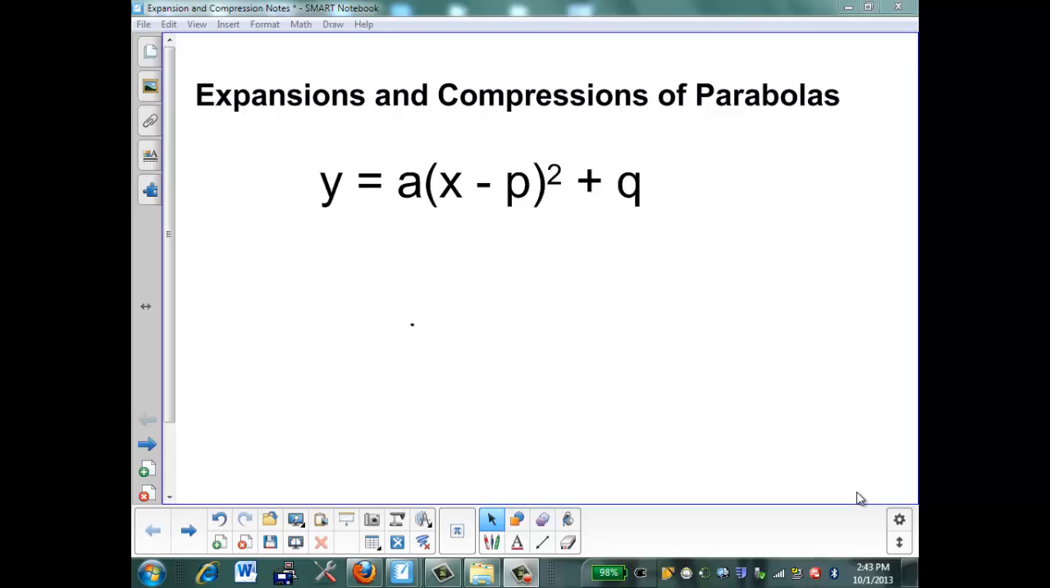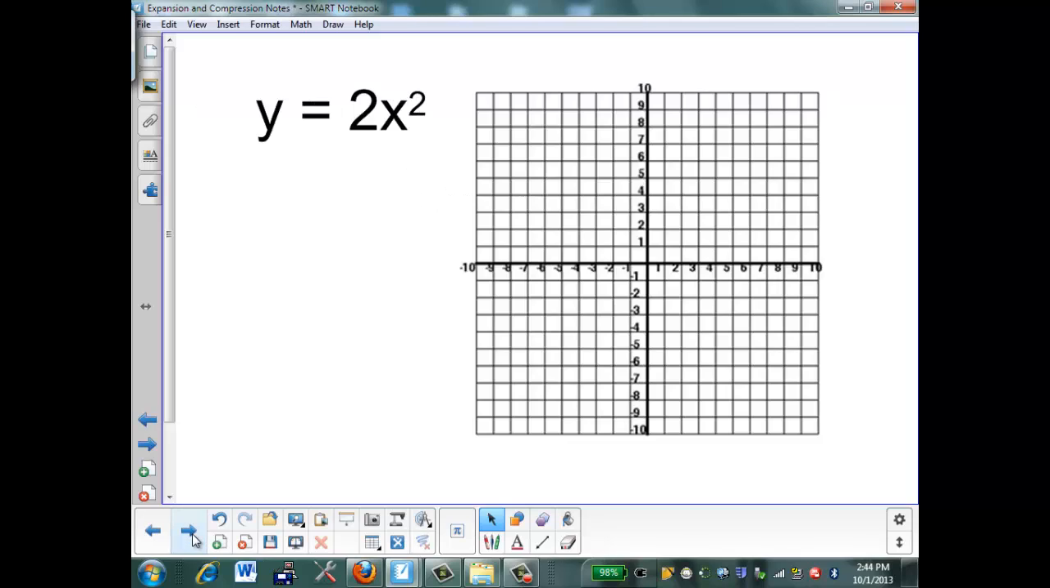In this video, we're going to look at what happens when we have a factor of expansion or compression in front of our quadratic equation in vertex form. So previously, we've looked at equations that have a p-value and a q-value. Today, we're going to look at functions that have an a-value as well.